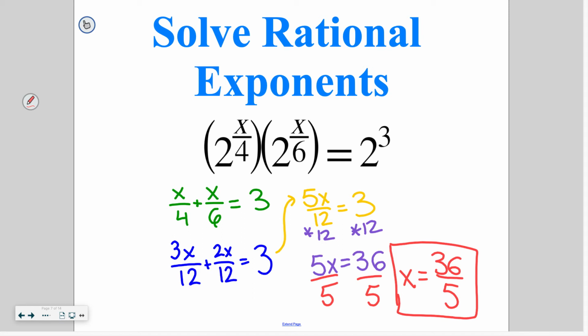When I do this, again, we've got the same base. We add to get our exponent, and then we set it equal to the other exponent because all of our bases match. Get our common denominator, get rid of that denominator by multiplying, and then divide by the numerator, giving us 36 over 5 as our x value.